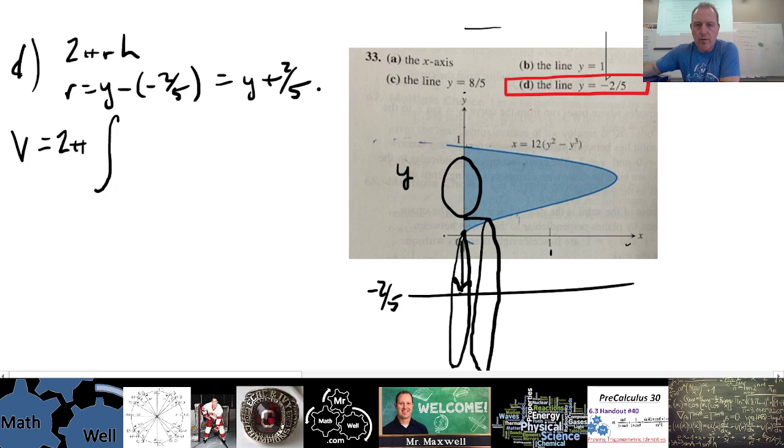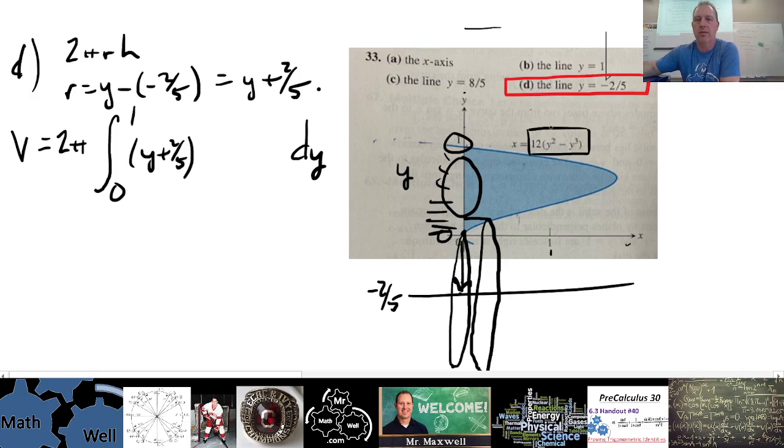So we are going to go from 0 to 1 here still, right? All the y values range from 0 to 1. That's great. This is a dy. Awesome. Our radius, we said, was y plus 2/5. Great. And our height is still just this equation.